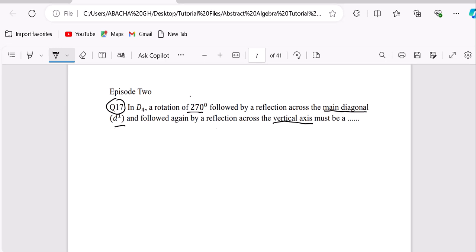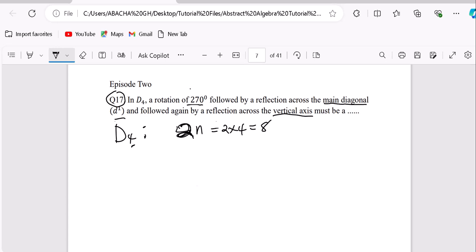You know that if it is D4, the elements will just be 4. Whatever you have here, that's 2 times the n, and so D4 means 2 times 4, giving you 8 elements. So the number of elements in D4 are 8. If it is 3, that will be 6. So you just multiply the number here by 2 and you get the order of the group. That's dihedral groups. So now what are they asking us to do?